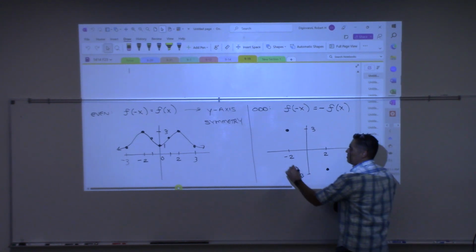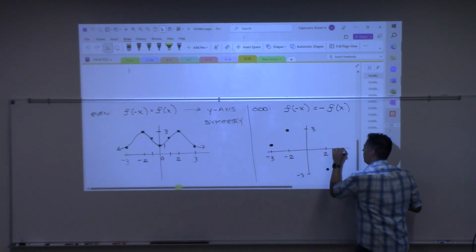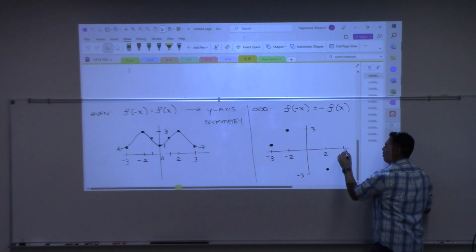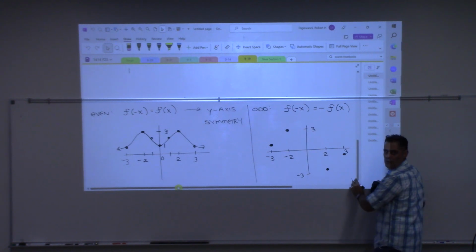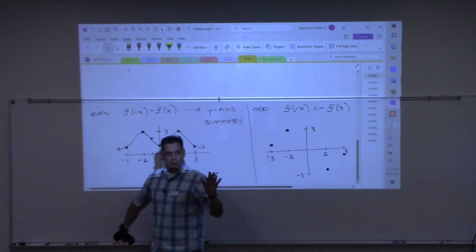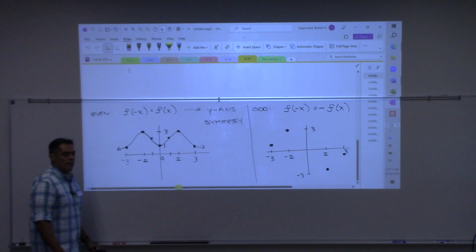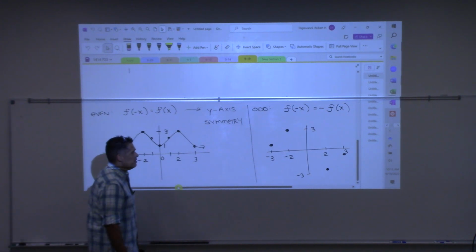Let's do it again. Let's say at -3, I'm over here at 1. Where would I be at +3? -1 down here. So would a linear line that's negative be an odd function because it crosses the origin? If it crosses the origin, yes. As long as it goes through the origin. Very good.